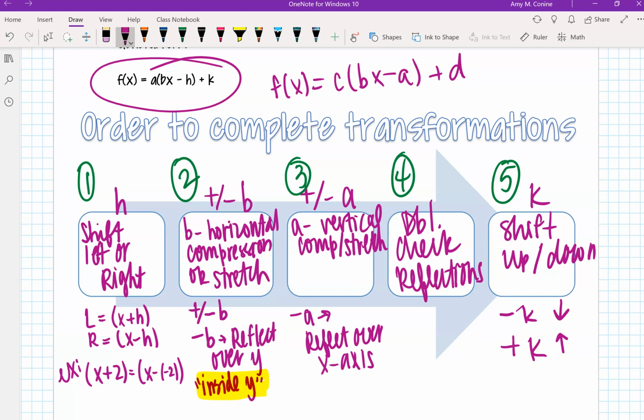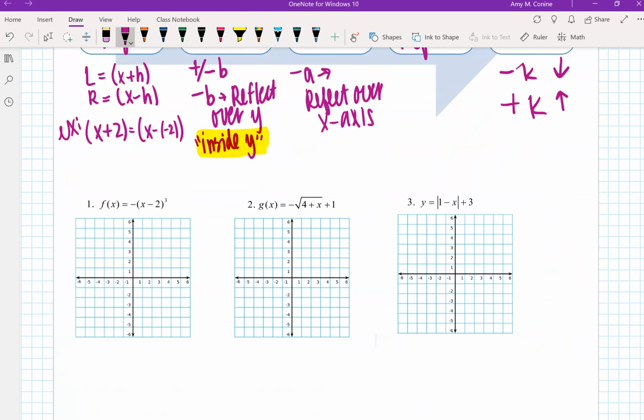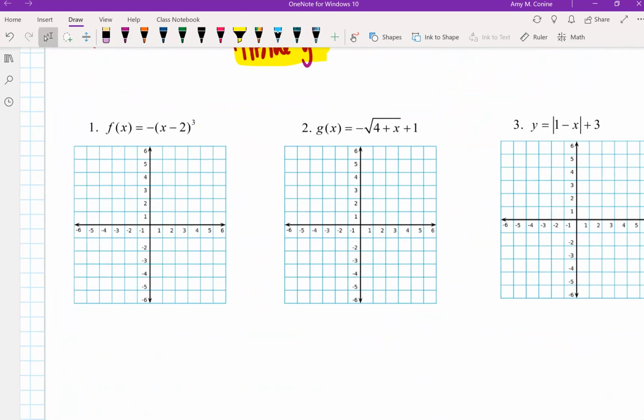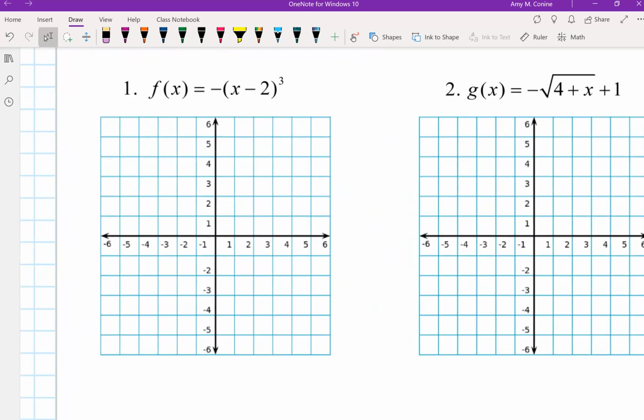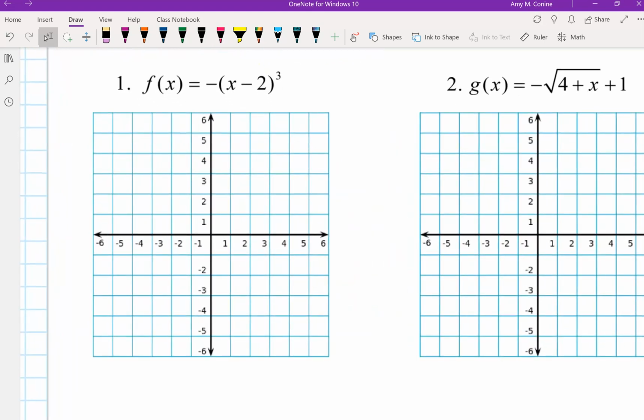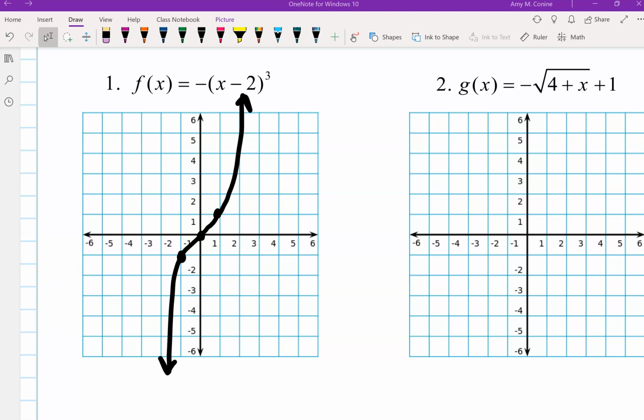So I want to take a look at the graphs at the bottom of this page. Okay, so looking at number one, it's a cubic. I need to draw the graph for this cubic, but the first thing I'm going to do is draw the parent function. So I want you to go ahead and do that now. Okay, so this is my parent function. This is y, or f of x equals x cubed. Okay, this should be in your notes. Always draw the parent function first. That way you know where to start from, so you know where to go.